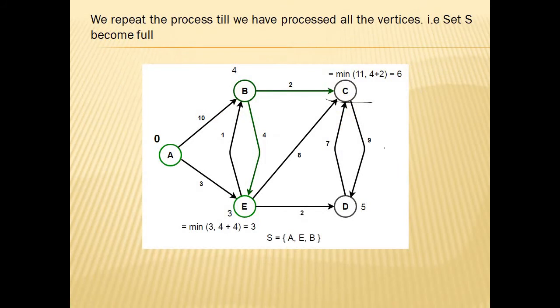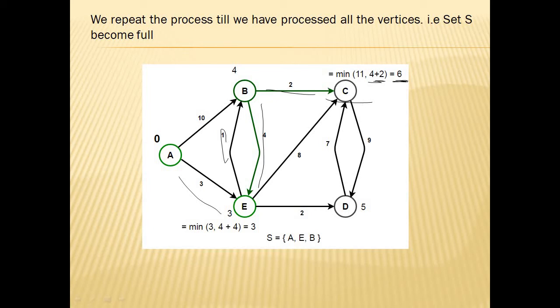Okay, now to travel from A to E it is 3, from E to B it is 4, sorry, 1. So 3 plus 1 is 4, 4 plus 2 is 6. So this is the minimum path to travel from A to C. Earlier it is 11, now it is 6.